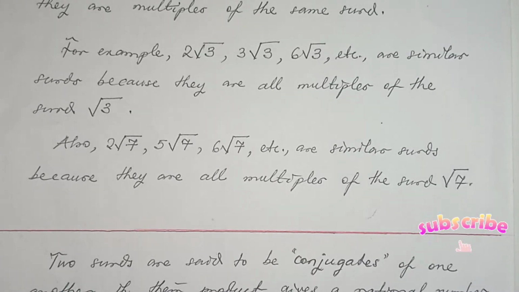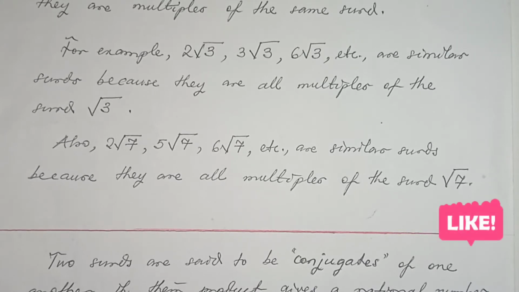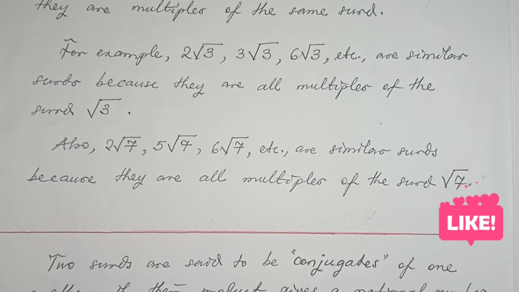Now moving ahead to the idea of conjugate sorts. The idea of similar sorts is that simple, so you don't have to really emphasize it. The idea of similar sorts would help you in simplifying problems on sorts when you want to take like terms. That's where you really find the idea of similar sorts applied, when you want to take like terms when solving a problem on sorts.